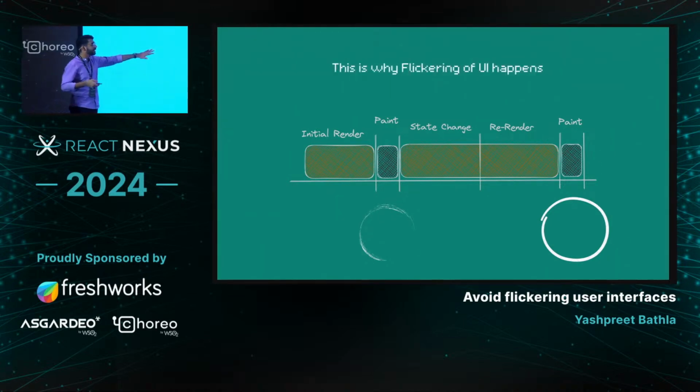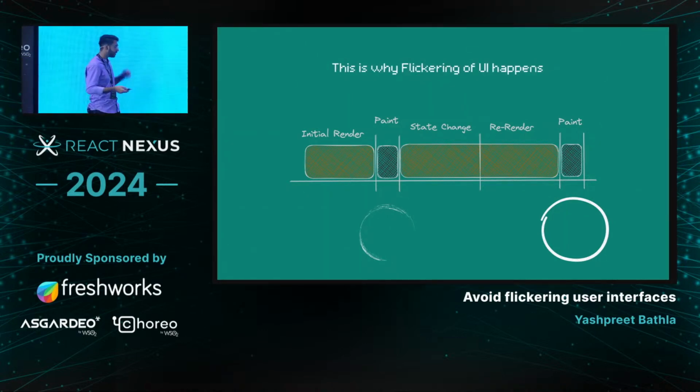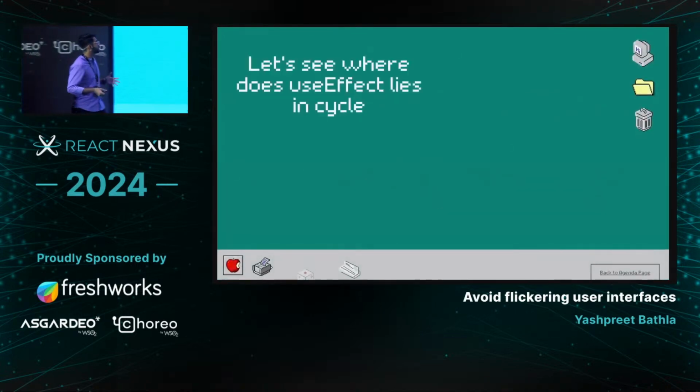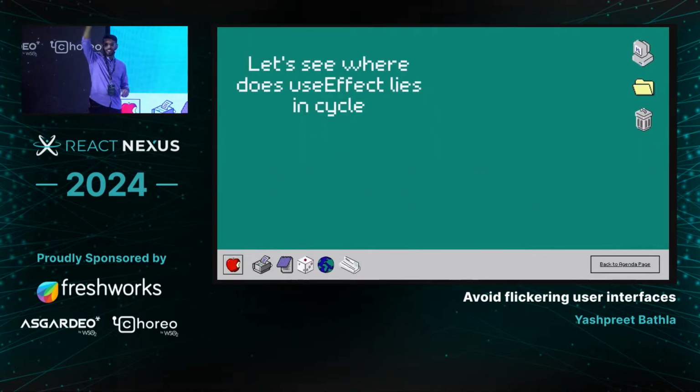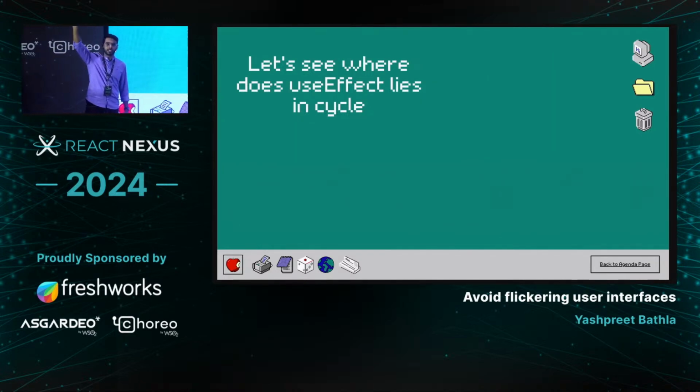So this is exactly why UI flickering happens in React, or in general. That is a very basic thing. Now, I want to ask everyone, especially those in the back, who might have used useEffect for DOM manipulations or DOM calculations. Has anyone done that? Cool, I see some people.